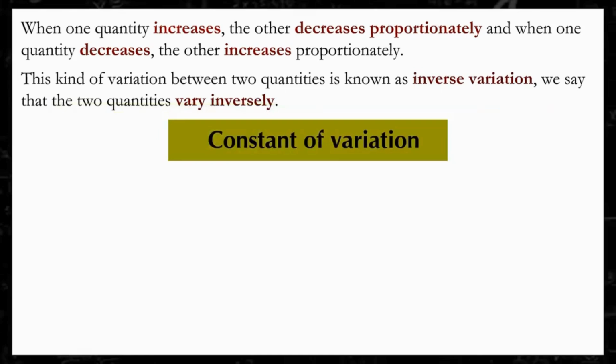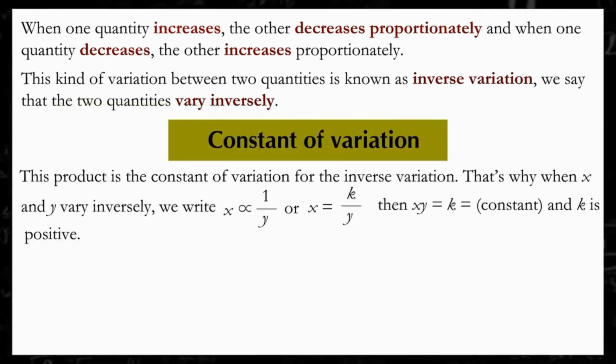Constant of variation. This product is the constant of variation for the inverse variation. That's why when X and Y vary inversely, we write X is proportional to 1 upon Y, or X is equal to K upon Y. Then XY is equal to K is equal to constant, and K is positive.